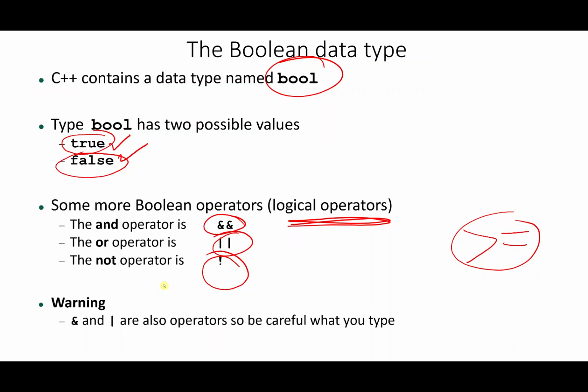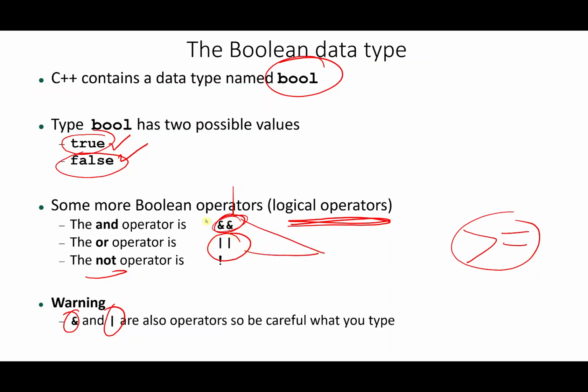Now, in C++, we use the ampersand twice for and, the pipe (or bar) twice for or, and one exclamation mark to represent not. Now, why twice in here? You can use this once, and it's going to give you the same exact result. But for efficiency purposes, we use the two pipes and the two ampersands.